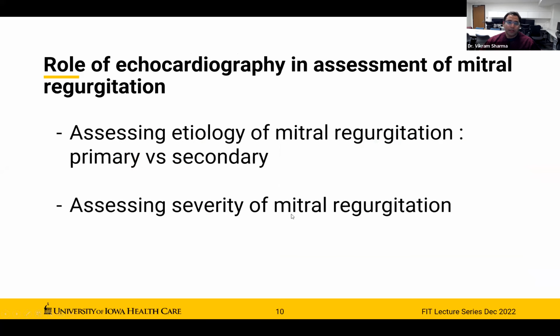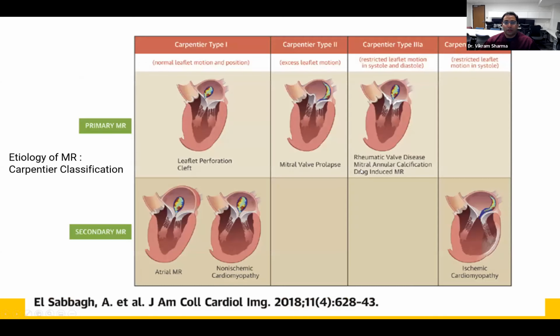So echocardiography really is the key in assessment of mitral regurgitation, both as far as the etiology of mitral regurgitation versus the severity of mitral regurgitation. The etiology of mitral regurgitation is very nicely summarized in the Carpentier classification. Broadly, it divides mitral regurgitation into 2 groups, primary and secondary mitral regurgitation. In patients with primary mitral regurgitation, the primary issue is with the valve leaflets, whereas in secondary MR, it's more the morphological changes in the ventricle or the atrium that is a cause of the mitral regurgitation.